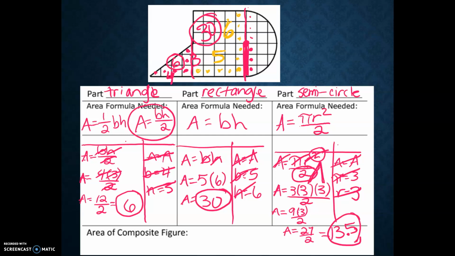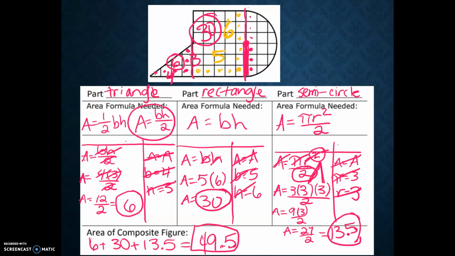So when we want the total area, all we have to do now is add those up. We found the area of each one and now we need to add them up. So we have 6 for our triangle plus 30 for the rectangle plus 13.5 equals. Do me a favor and add these up on your own. Pause the video, come back and check your answer. When you added them up, you should have gotten 36 plus 13 and a half, which is 49.5 or 49 and a half.